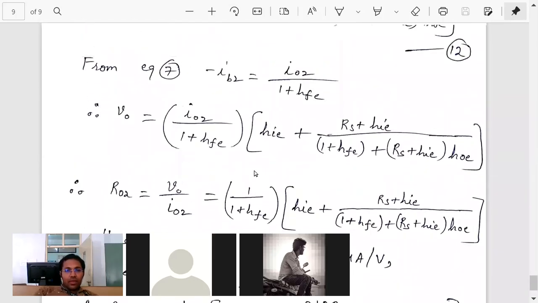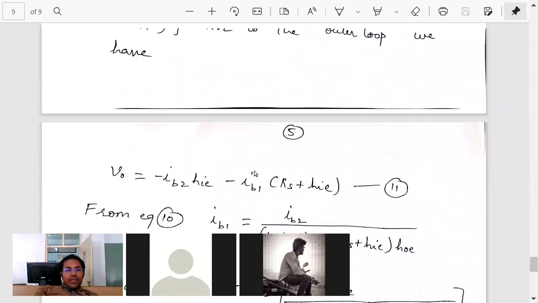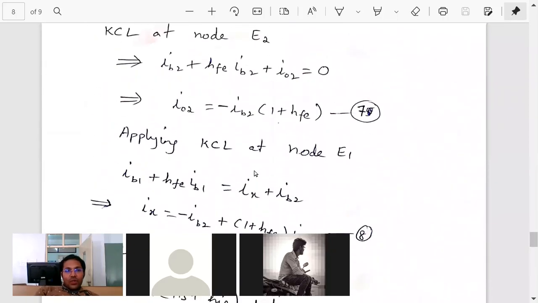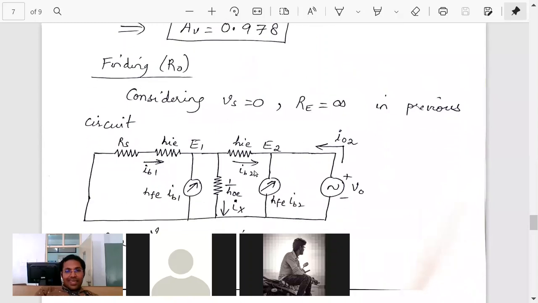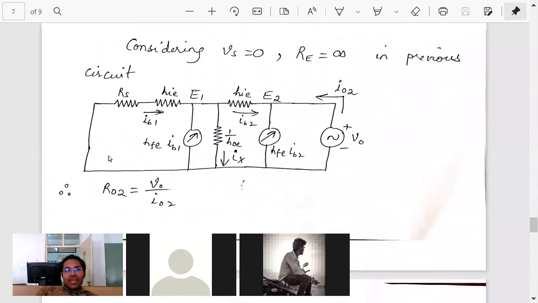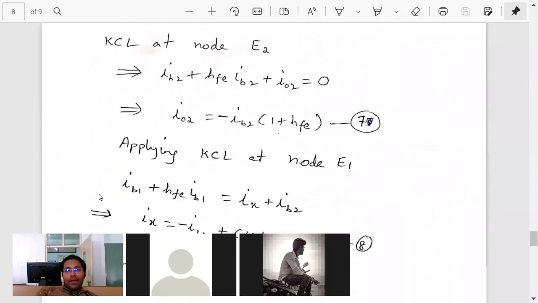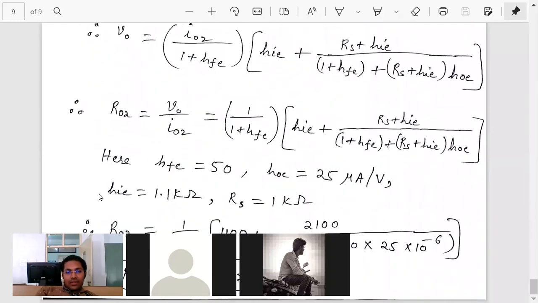Okay. Fine. So how did we do this? Here we started with replacing the load resistance, open circuit, Vs0. Then we connected a source. We call this I naught 2. V naught by I naught 2 gave us R naught 2. So this is the R naught 2 that we have, right?